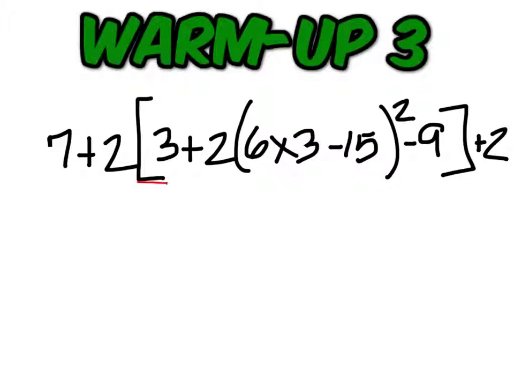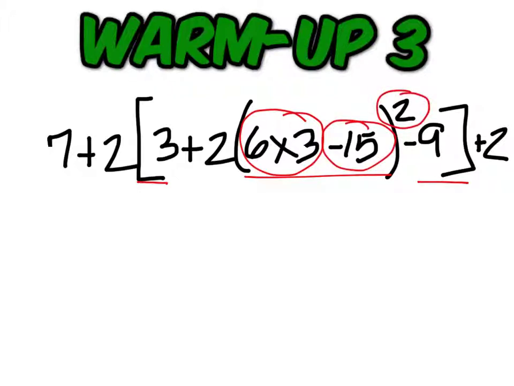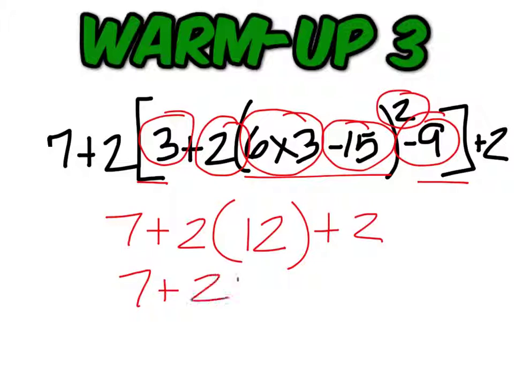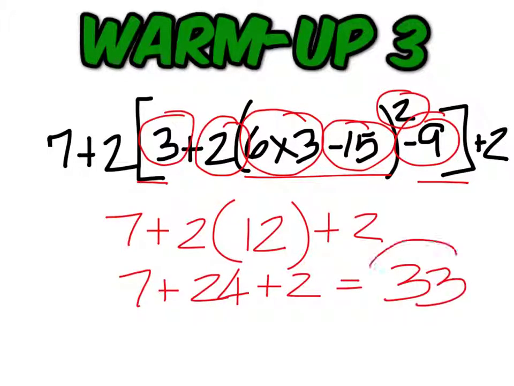Inside the brackets first, and then inside the parentheses, 6 times 3 is 18. Minus 15 is 3. Squared is 9. Times 2 is 18. Plus 3 is 21. Minus 9 is 12. So 7 plus 2 times 12 plus 2 is 7 plus 24 plus 2, which is 33.